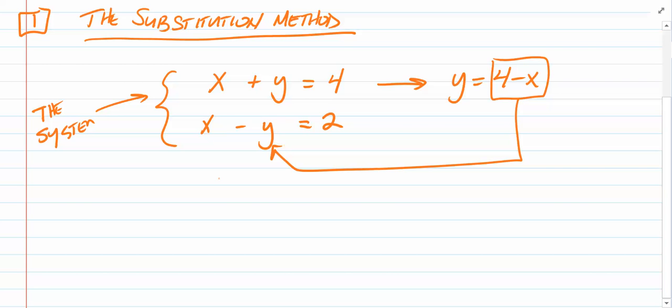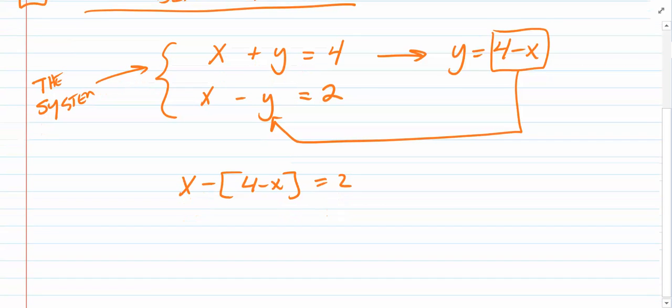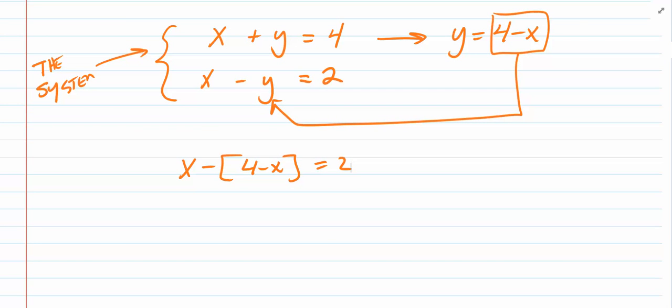So here's what you end up with, writing my second equation down: x minus (4 minus x) equals 2. Now, why did I put that in brackets? Megan, what do you think? Okay, what do you think, Steven? Because when you put that in for y, you have to distribute. Yeah, he said make sure you distribute the minus sign. So you end up with x minus 4 plus x equals 2.